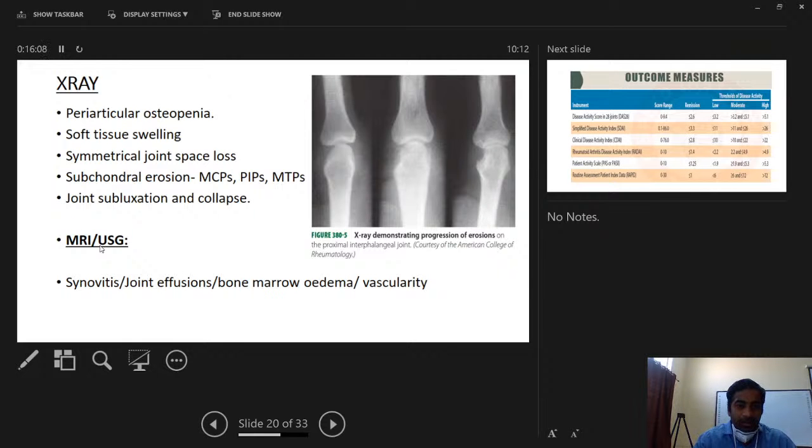On X-ray, you will see periarticular osteopenia, soft tissue swelling, symmetrical joint space loss, and subchondral erosions, mainly in MCPs, PIPs, and MTPs. Joint subluxation and collapse can also be seen. You see erosions here, the joint is completely eroded, so most likely it is rheumatoid arthritis. MRI or USG can be done to look for synovitis, joint effusions, bone marrow edema, or vascularity.